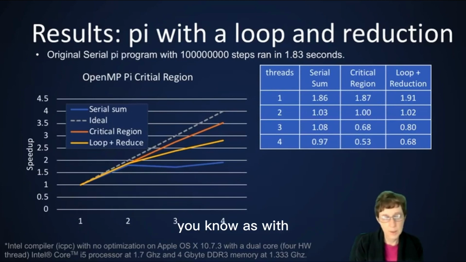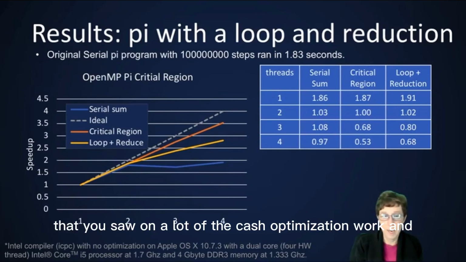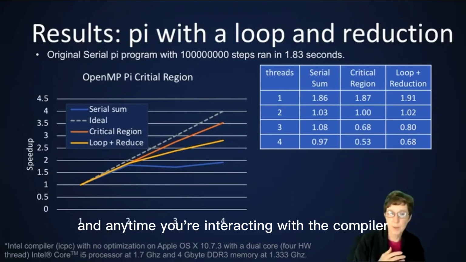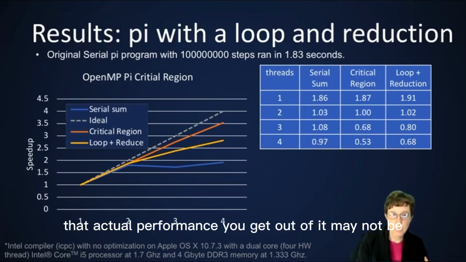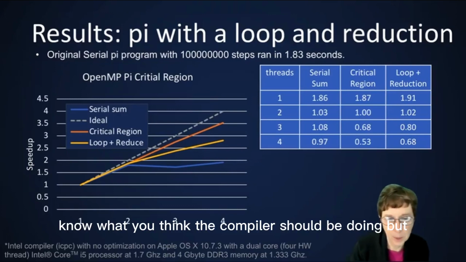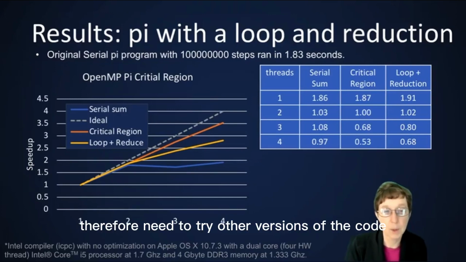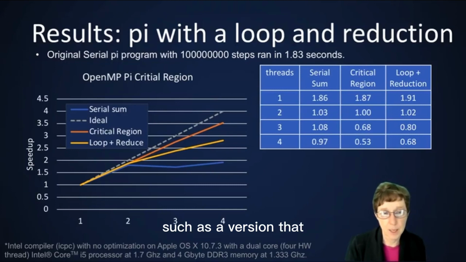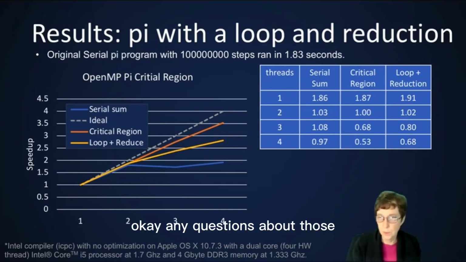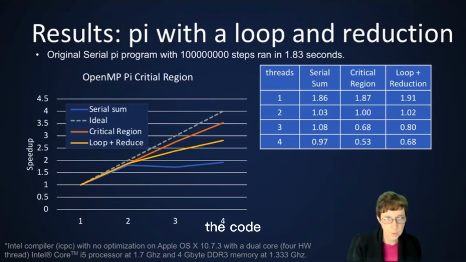As you saw in a lot of the cache optimization work and the register blocking, anytime you're interacting with the compiler, the actual performance you get out of it may not be exactly what you were expecting based on what you think the compiler should be doing. You may therefore need to try other versions of the code, such as a version that separates out the sum explicitly and then has a critical region for it. Okay, any questions about those different versions of the code?